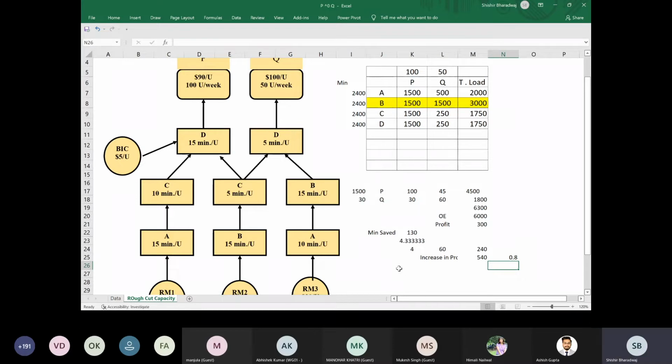So let's do a calculation of the increase in load, or let's say the new load on C. I'm making 134 units, 134 units multiplied by 8.